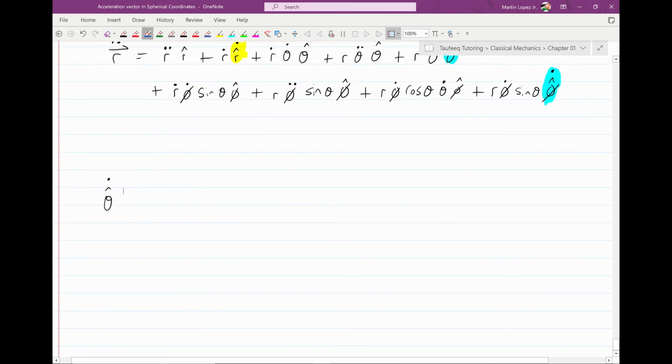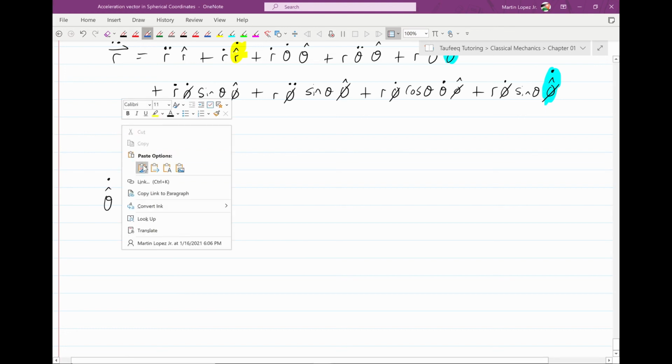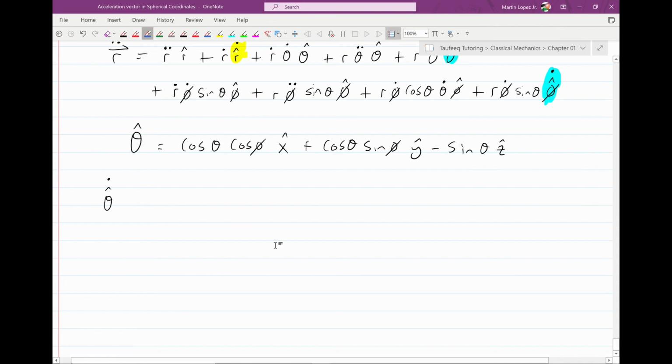Alright, let me move this down, and let me clip theta hat. So theta hat is as shown here. Okay, theta hat is cosine theta, cosine phi, etc. So remember, this is a time derivative, so we're going to have product rules and chain rules again.